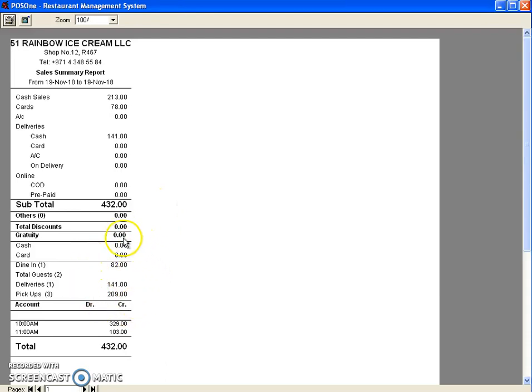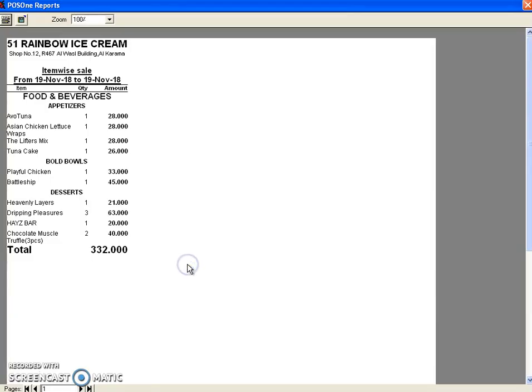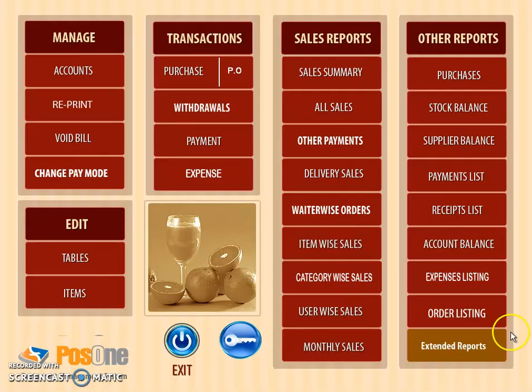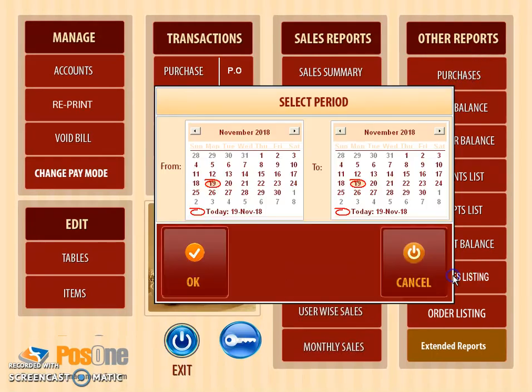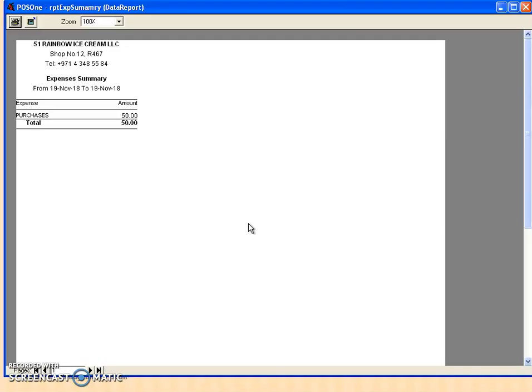So dine-in was 2 guests and 1 bill, delivery is there, pickups were 3, and the time frame of your sale, all can be seen in one report. The report of the items sold will show all the items you sold in this period. In the extended report, we can see all the expenses posted on the system on a particular day, and which particular expense happened in this period.